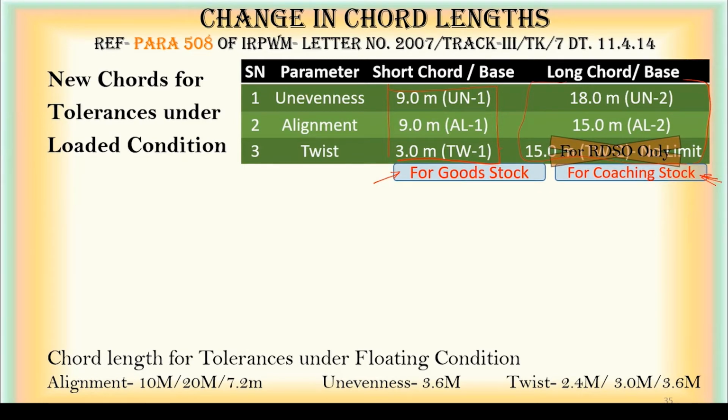So for goods stock, this short chord measurement or short chord tolerances are relevant, and long chord are relevant for coaching stock. Our twist for 15 meter is not relevant for field people, as we know that. Why is this twist not relevant for field people? Can anybody say? What is the length of bogie? Normally in our case, bogie की क्या लंबाई होती है? Bogie of rolling stock.